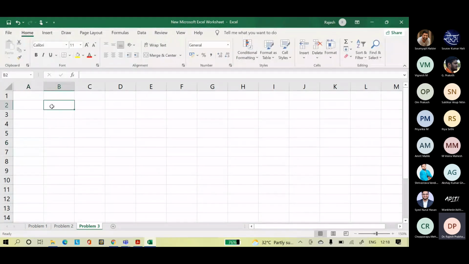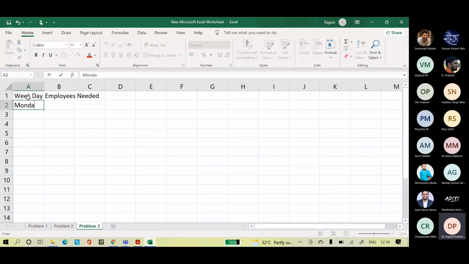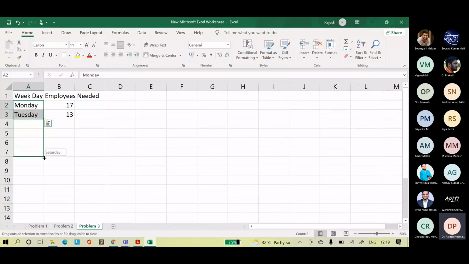Okay. So let us say on a weekday, how many employees are needed in the bank? On Monday, the bank requires 17 employees. On Tuesday, the bank requires 13 employees. Similarly, if I copy this, then Wednesday, Thursday, Friday, Saturday, and Sunday.